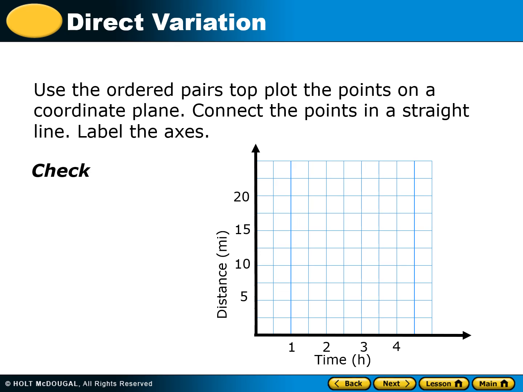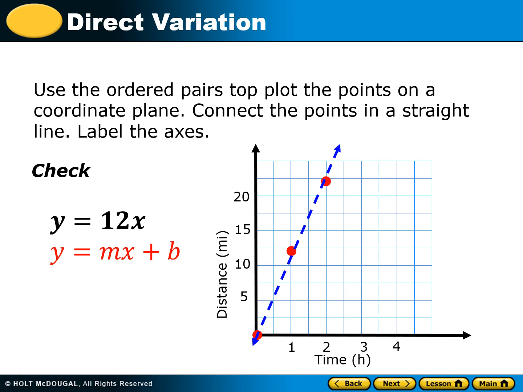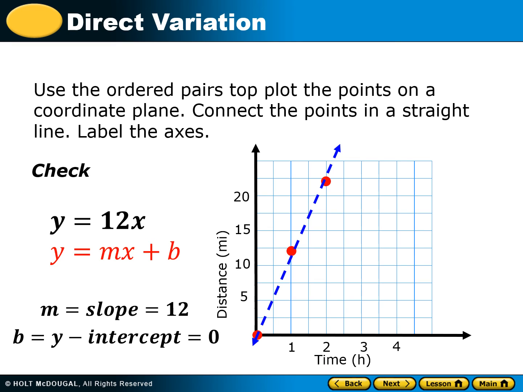Using those ordered pairs or coordinates, we are going to plot the points. And then we are going to connect the points. So we will be getting a straight line. So y equals 12x. From the slope-intercept form, y equals mx plus b, where m is the slope, slope equals 12. And b equals the y-intercept, which is equal to 0.